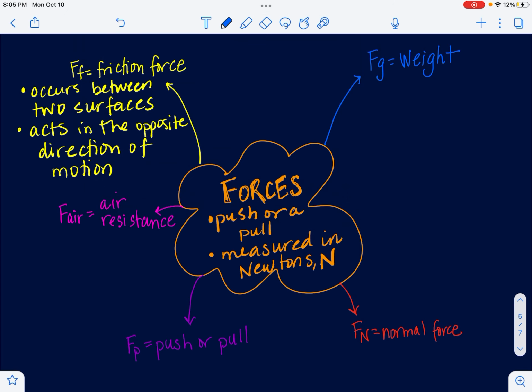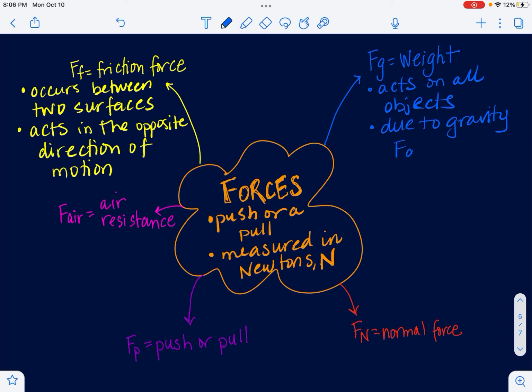Remember, we call that F of G because weight is the force of gravity on some mass. That, of course, if we are on Earth or even on other planets, acts on all objects all the time. Okay, that is why you are sitting down in your desk right now. That's why if you drop something, it falls to the ground. And again, that weight force is due to the gravity that we are all experiencing.